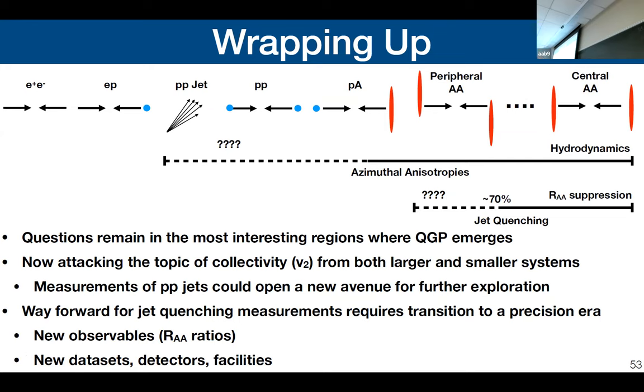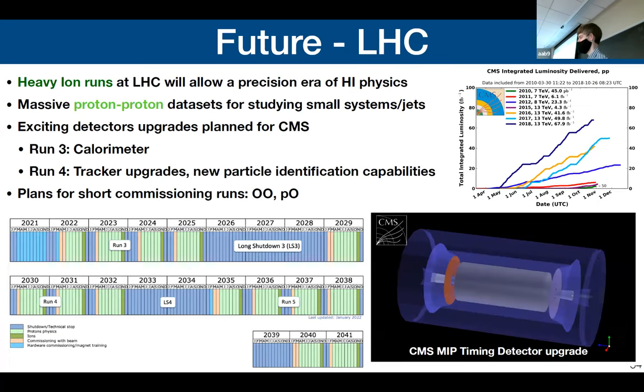For jet quenching measurements, we've found a way forward that requires a transition to a precision era, right? Where we use observables where large uncertainties cancel, and observables that can be measured with very low uncertainties. But we have in the future new data sets coming, new detectors coming, new facilities coming, which will help with this. So let me quickly talk about the future and then I'll wrap up here.